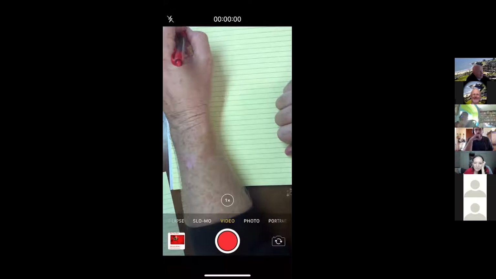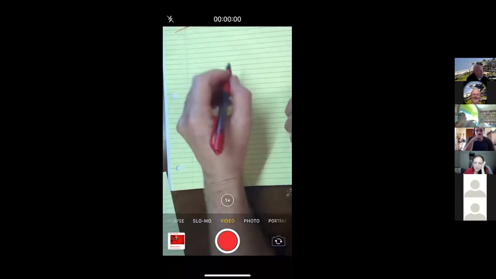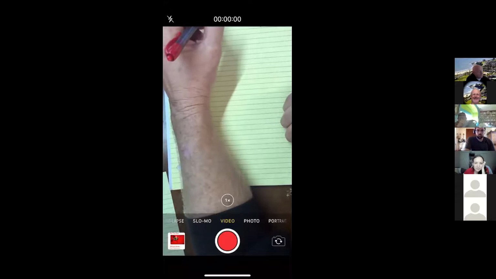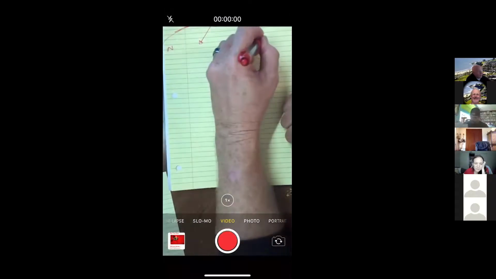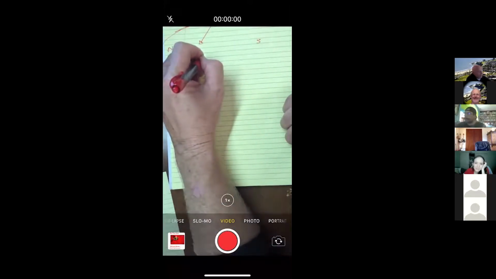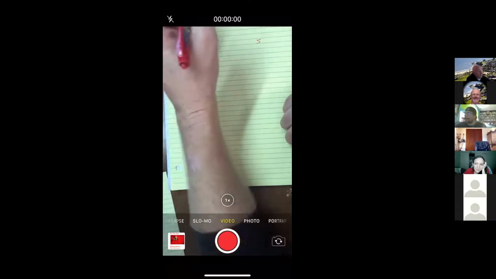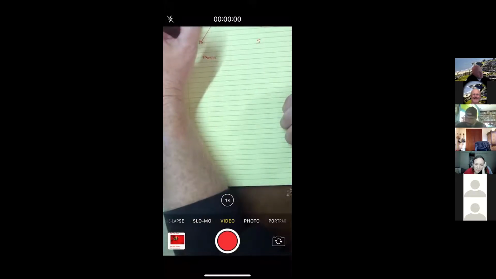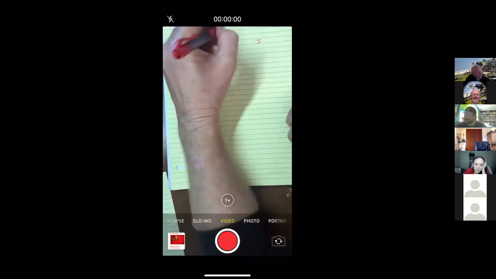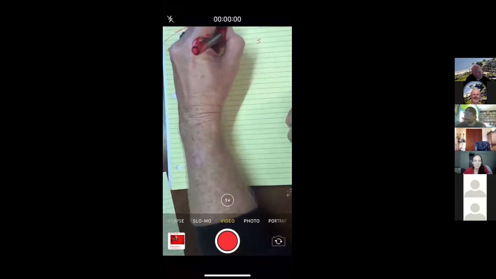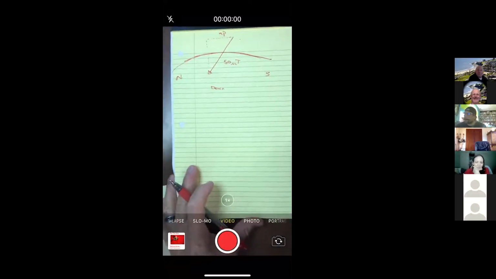So if this was kind of the surface of the Earth, let me give it a little curve here, then this is the Earth and this is the North Pole and this is the South Pole, and so this is up and this is into the Earth or down. My magnetic field, which has a strength of 50 microteslas.